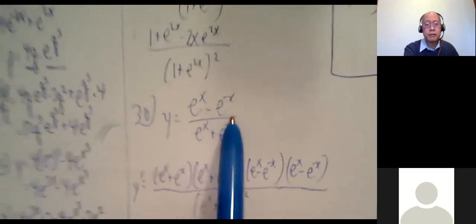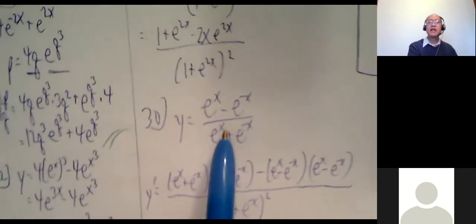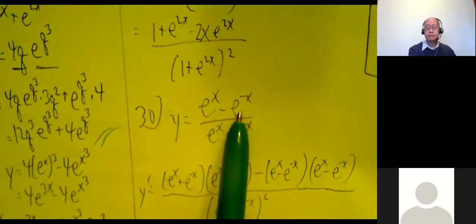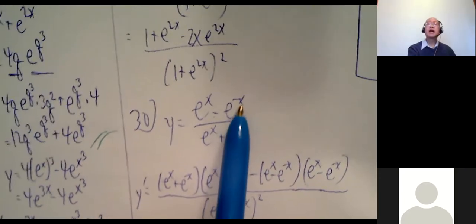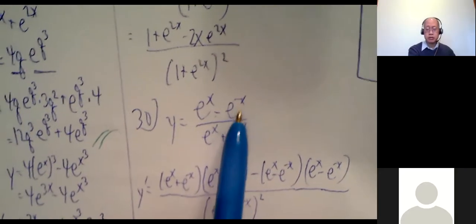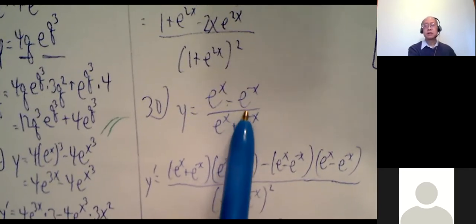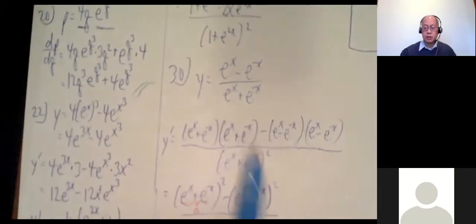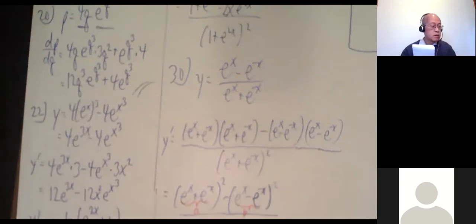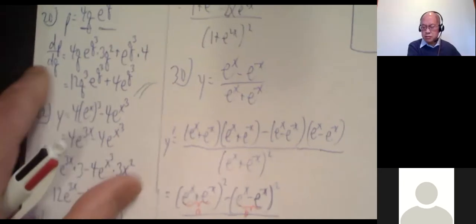Okay, a quick timeout before I go on. What's the derivative of e to the negative x? E to the negative x times negative 1 by the chain rule. So it'll be negative e to negative x. Okay, keep that in mind. All right, so here we go.